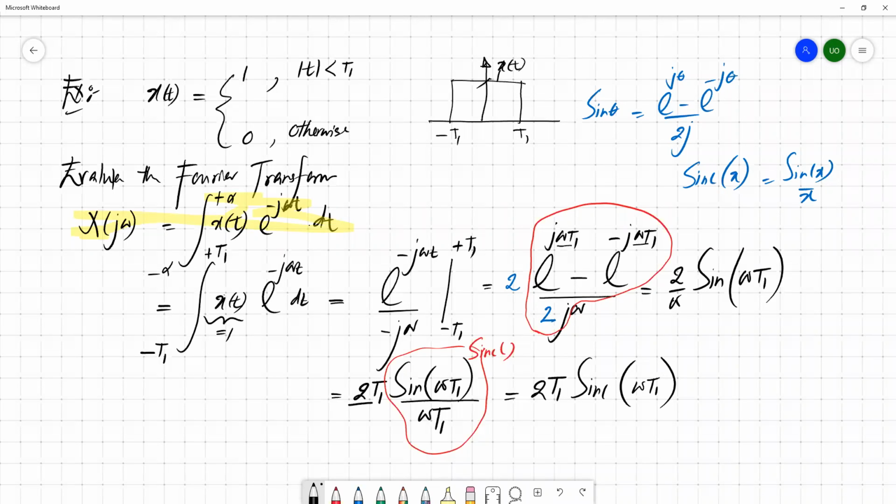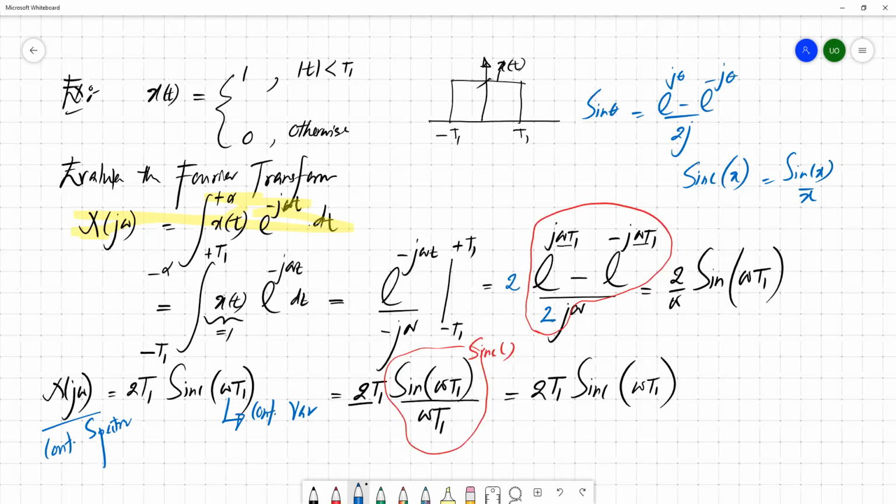Okay. So now the Fourier transform is actually X(j omega) equals 2 t1 sinc omega t1. So this is a continuous function because omega is a continuous variable. So then this becomes a continuous spectrum. T1 is a kind of a constant.